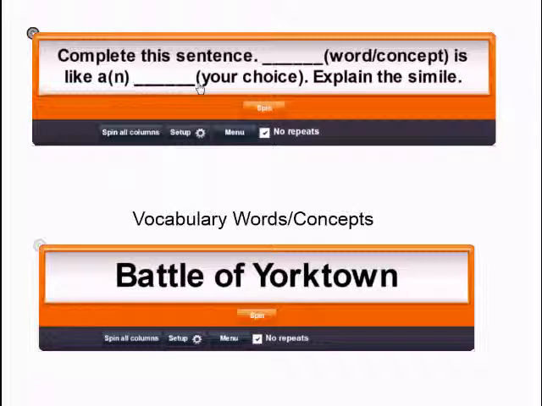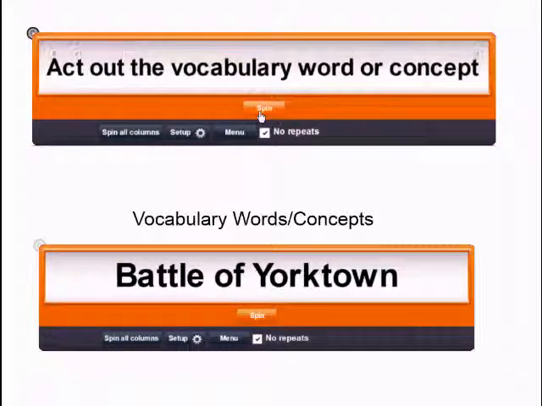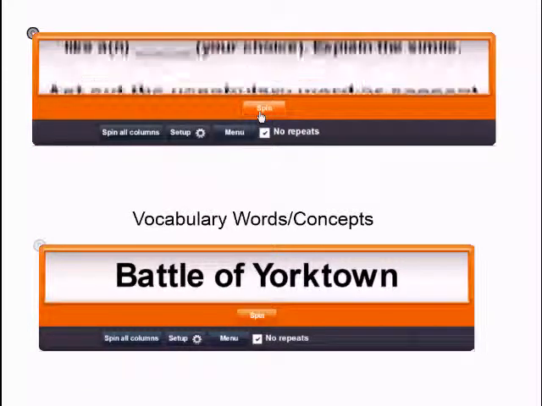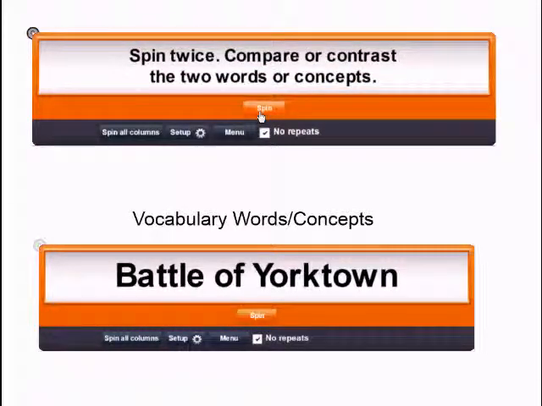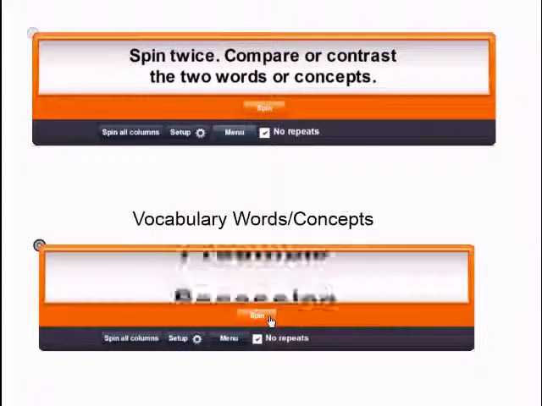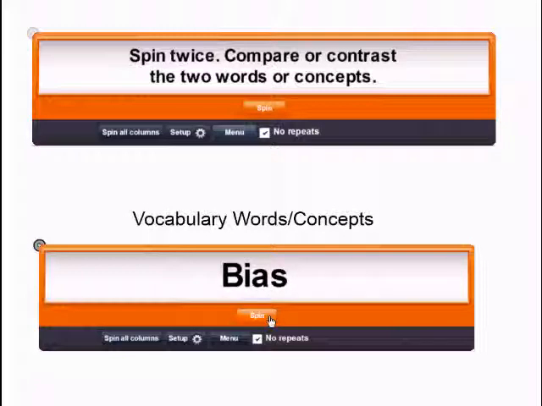How is it like a tree? You know, this is very high level critical thinking questions. And then I chose another, act out the vocabulary word. Obviously we don't want people hurting themselves in class, but still. Another one, spin it twice, compare or contrast the 2 words. So let's spin this twice. Discrimination, how is it like bias? Ooh, that's a good one.